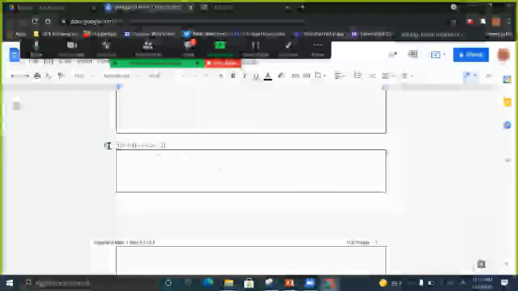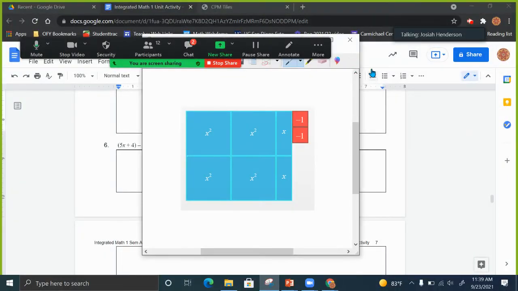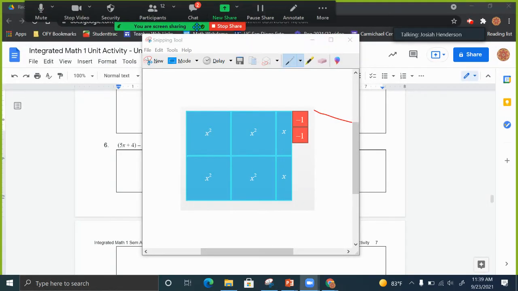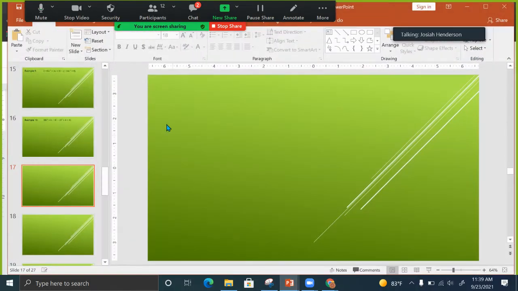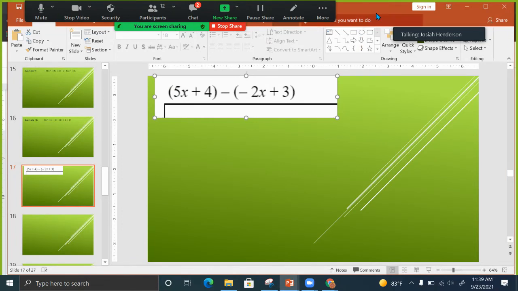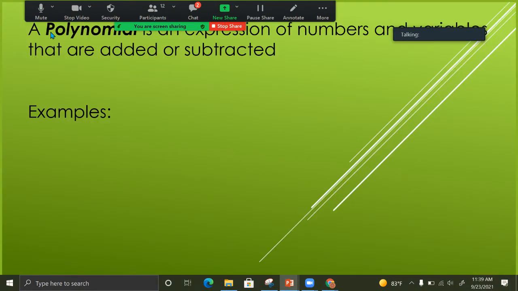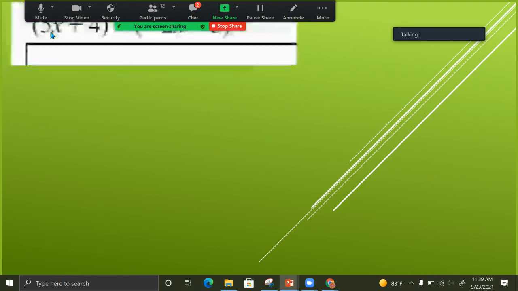All right. Then number 6, we've got 5x plus 4 minus negative 2x plus 3. To do this one, I'm going to jump back to my drawing screen. Oh my God, what is happening? Here we go. Let's take this over to the PowerPoint. And we'll do this real quick, and then we'll type our answer into the worksheet.